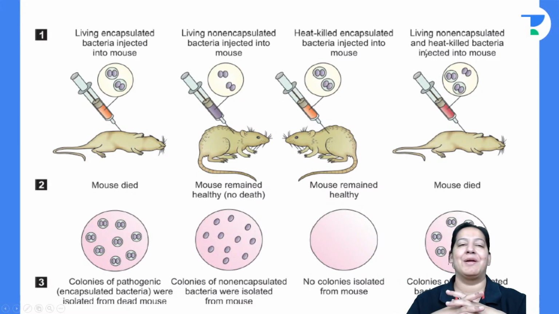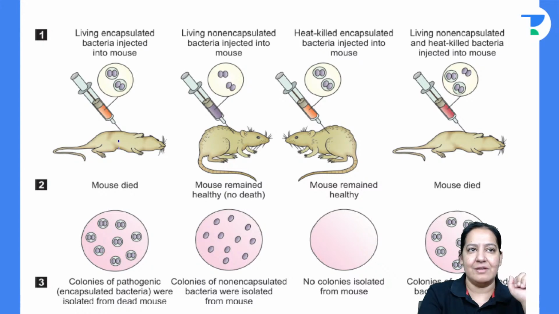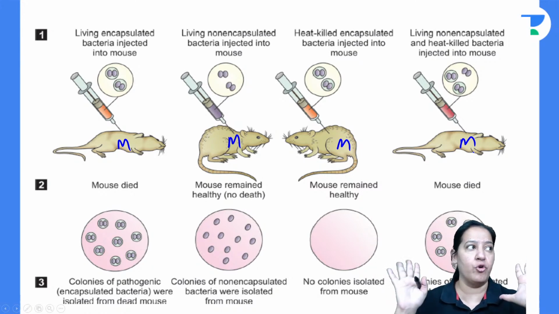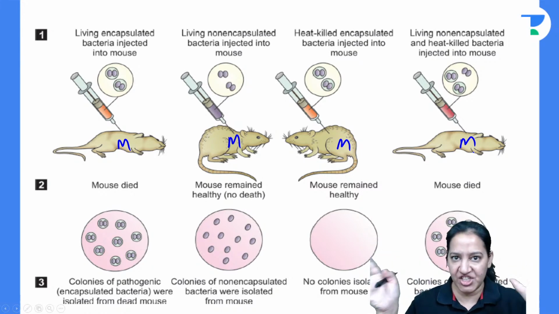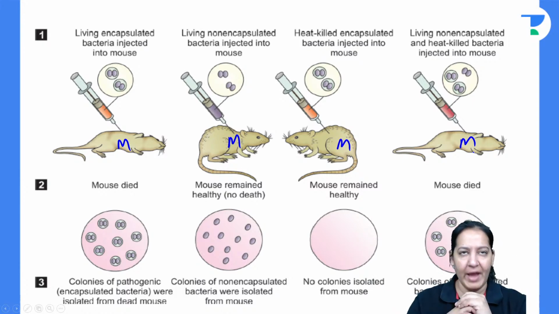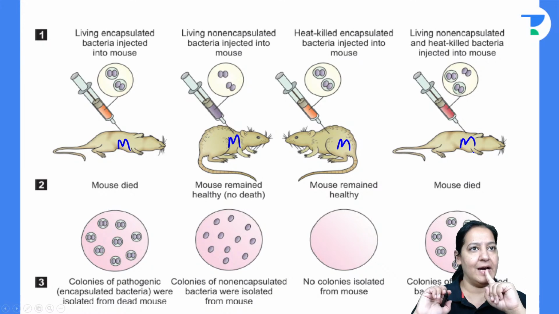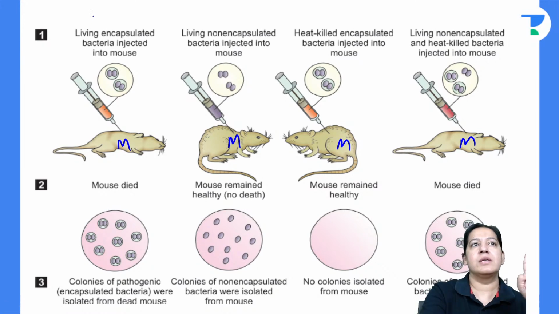So see the Griffith experiment. Griffith has taken 4 mice, 4 चूहे लिए उसने. Can you see the 4 mice? The 4 mice are alive. 1, 2, 3, 4. 4 cages, 4 पिंजरे में 4 mouse हैं, right? The 4 mice are different, right? He has taken 4 injections.